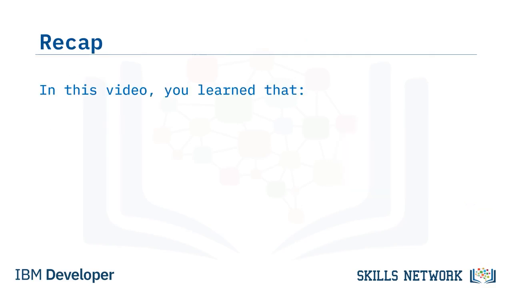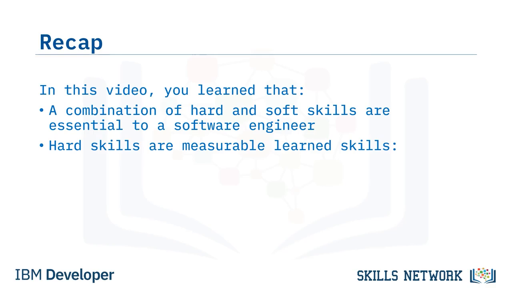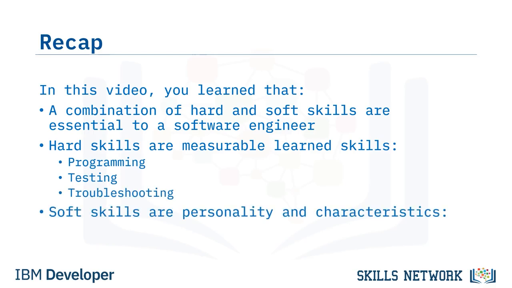In this video, you learned that a combination of hard and soft skills are essential to a software engineer. Hard skills are measurable, learned skills such as programming, testing, and troubleshooting. And soft skills are your personality and characteristics, such as communication and problem solving.